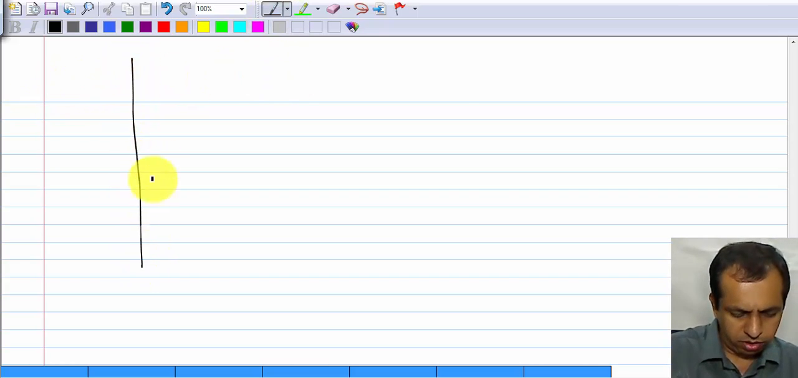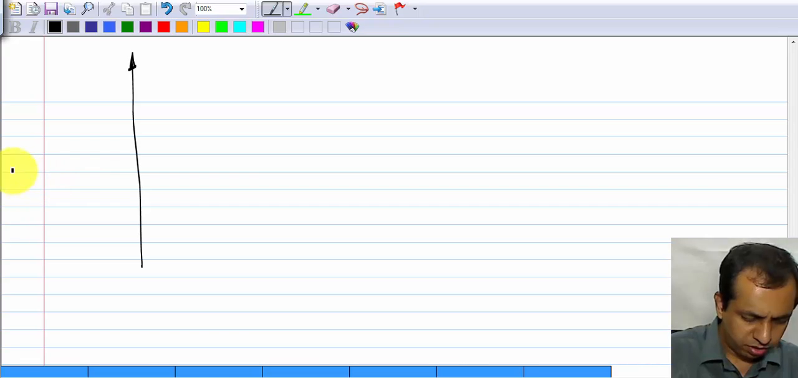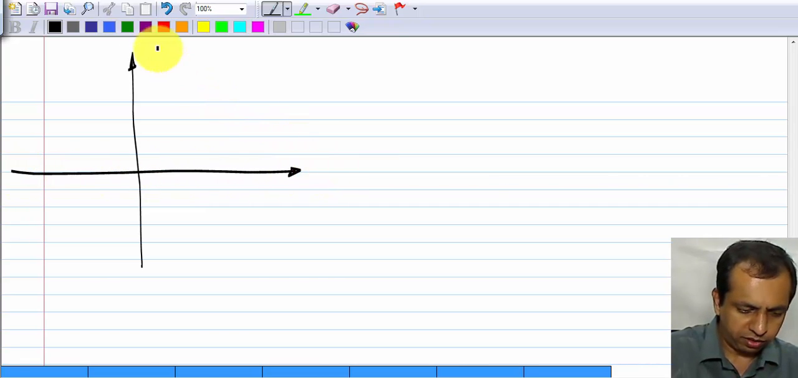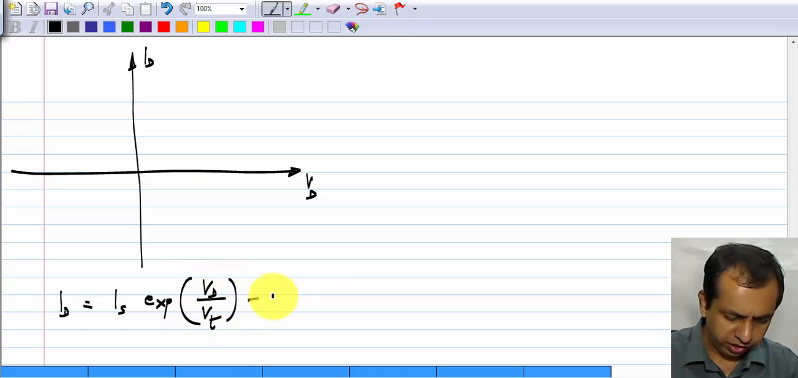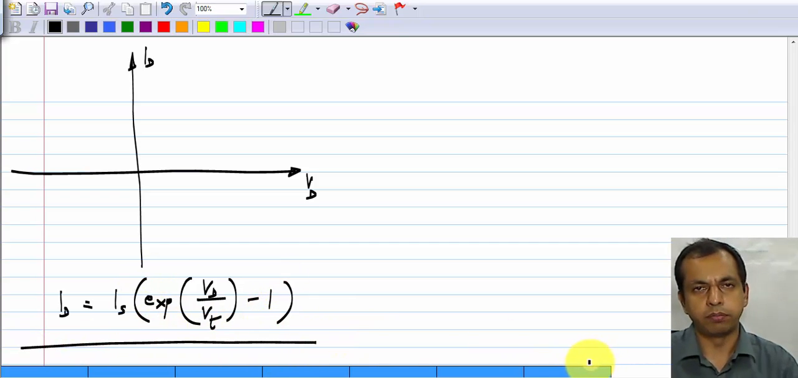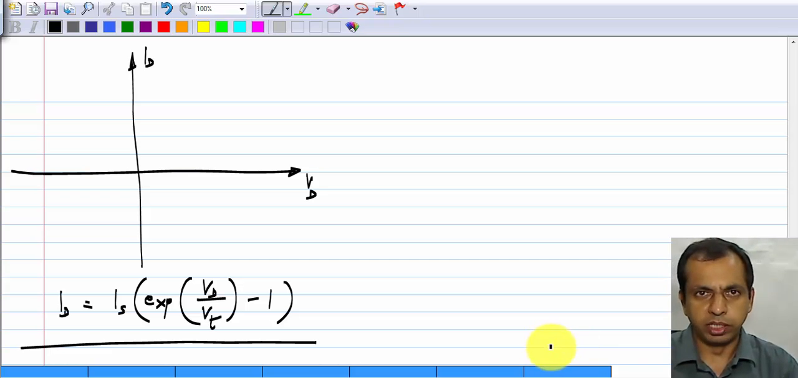As usual, as for any element, we can also graphically depict the characteristic Id versus Vd, and we said Id is Is exponential of Vd by Vt minus 1. It's some nonlinear curve, but we can see how it behaves.